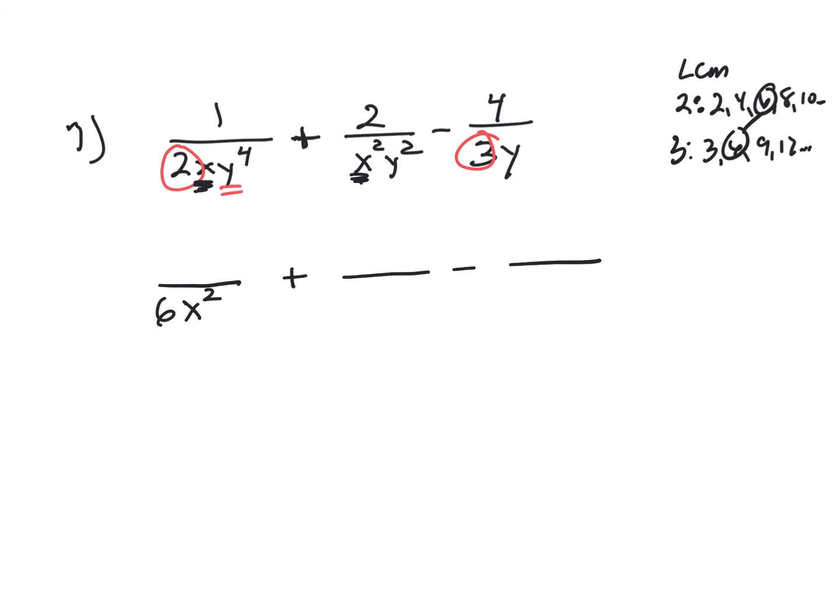Then we have a y to the fourth, a y squared, and a y. We have to take the y that has the highest degree. So we have to take the y to the fourth. So that is going to be our new common denominator.